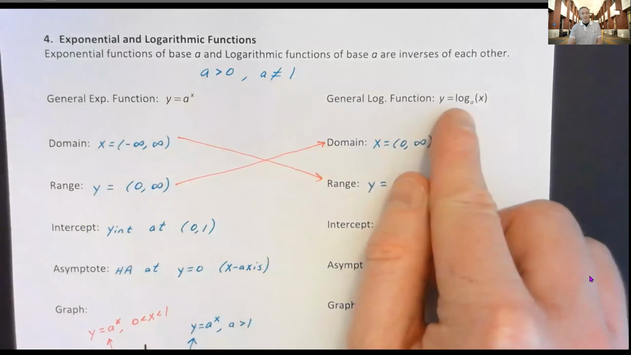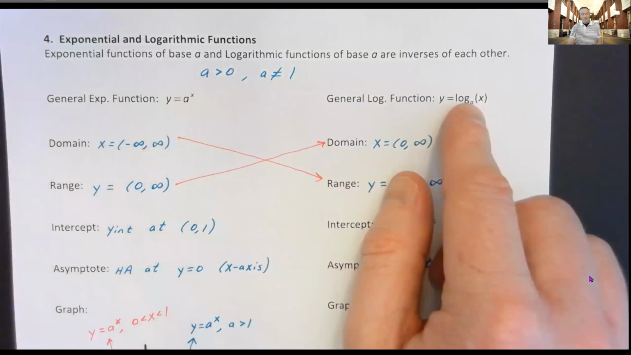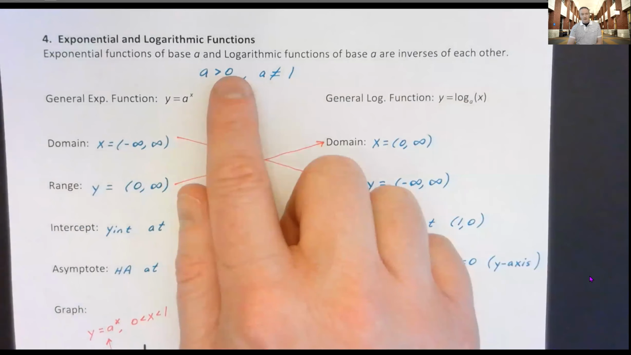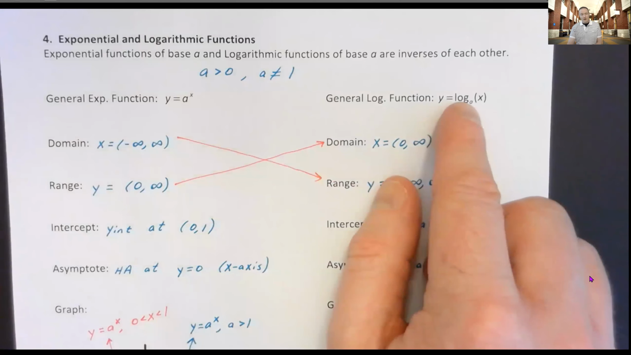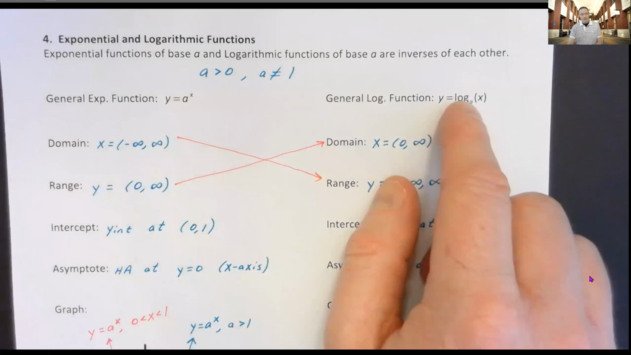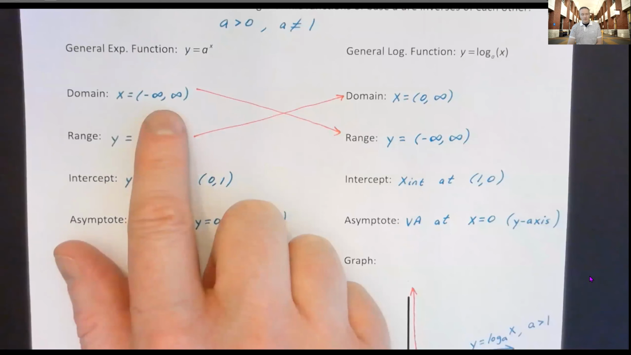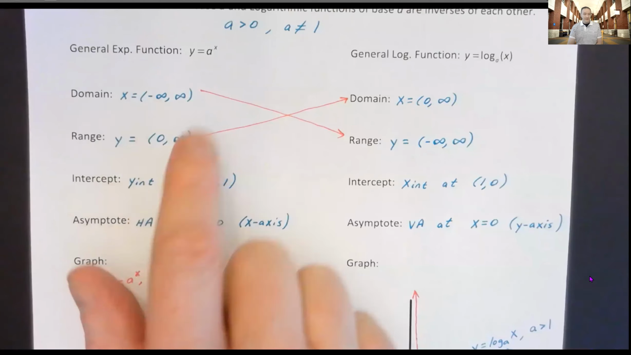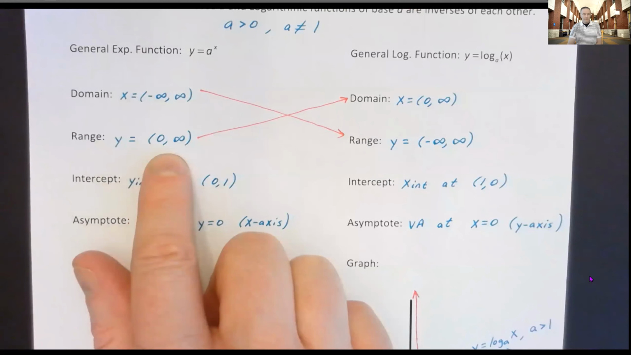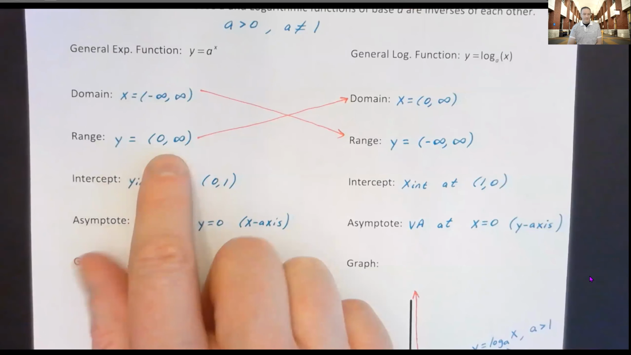And it's also valid for any log. So you don't want a negative value in your log, you don't want a 0 in your log base, and you don't want a 1 in your log base. Anything other than that, it's going to be fine. Now, the domain for an exponential function goes from -infinity to infinity, the range from 0 to infinity.